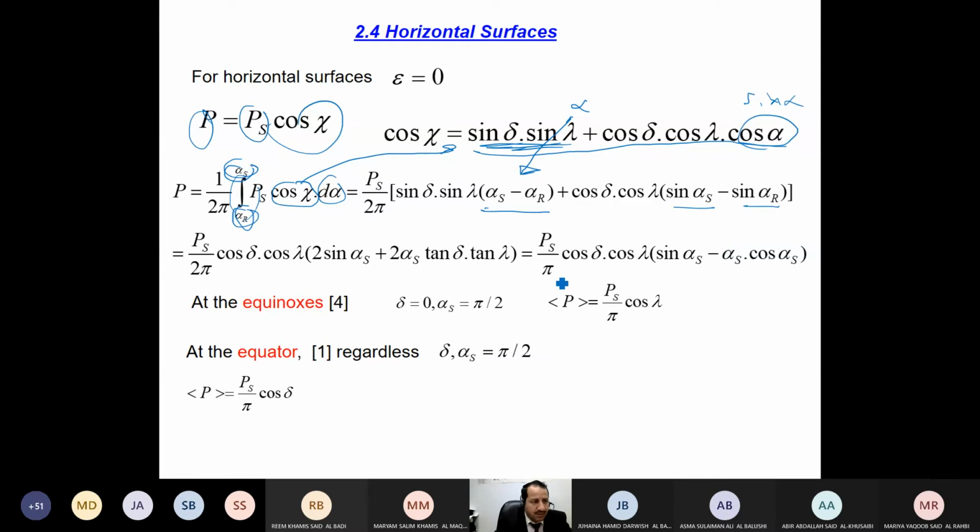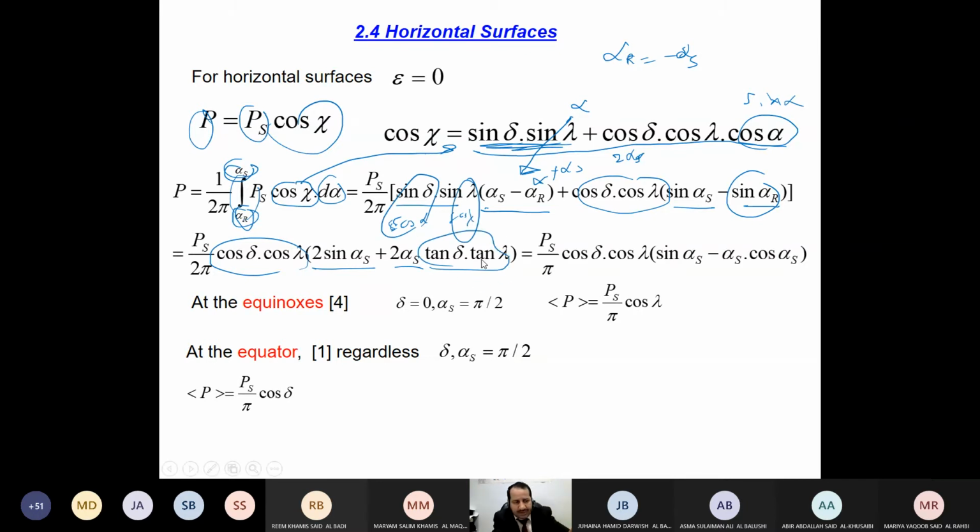Let's simplify more. You remember we say that alpha rise equals minus alpha set, right? When we substitute here, minus alpha set with the minus becomes plus, so alpha S plus alpha S is 2 alpha S. The same thing here: minus sine alpha rise equals minus sine alpha set, and the minus becomes plus, so it's like 2 sine alpha set. So I simplify it in this way. Then I take the cosine delta and cosine lambda outside as a constant, and I divide by cosine delta cosine lambda. This will give tan. You don't need this, but you need to understand where it came from. Otherwise, you will use the formula directly.